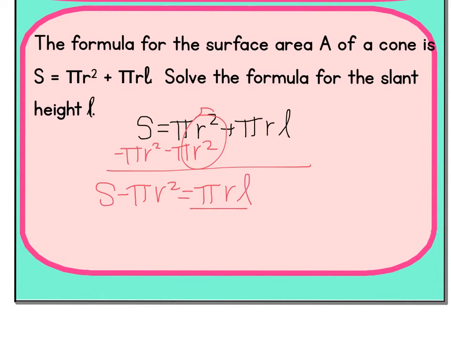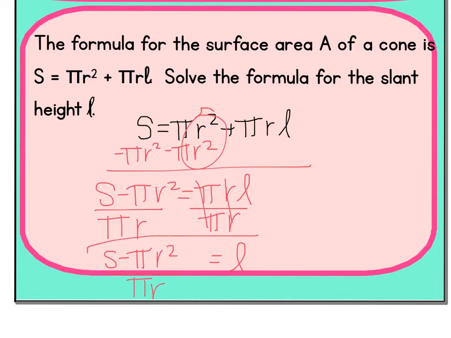Last step would be, because all 3 of those are connected by multiplication, to undo them using division. So the slant height L equals S minus pi r squared, all divided by pi times r.